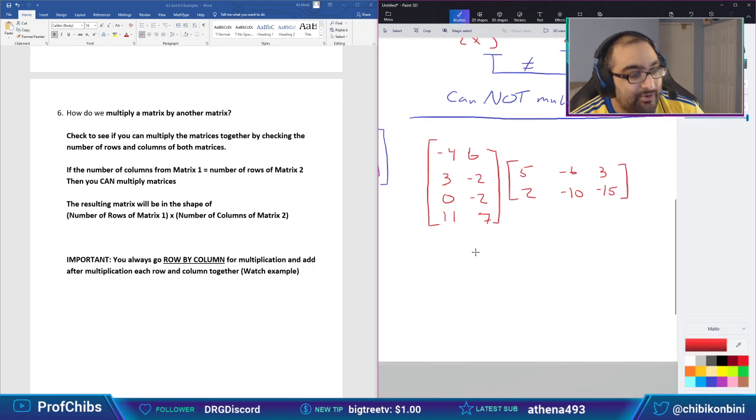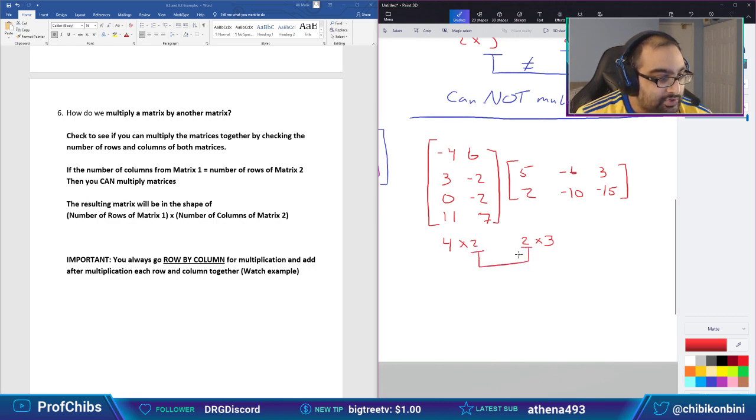Alright, let's see if we can multiply these together. In this case we have 4 rows and 2 columns, so this is a 4 by 2 matrix. And here we have 2 rows by 3 columns. So we definitely have these equal to each other. This checks out, and our resulting matrix is going to be a 4 by 3 matrix.